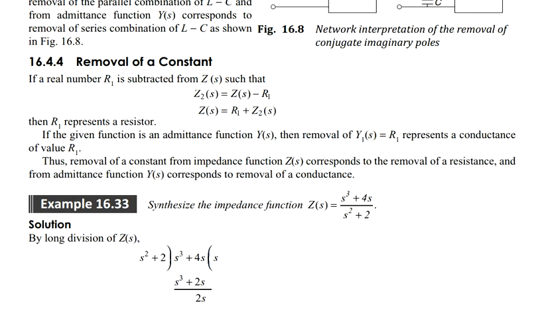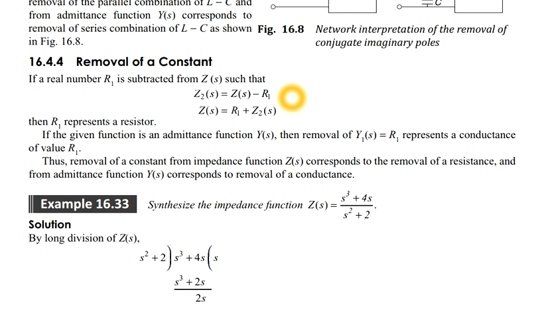Removal of a constant is very easy because there is no s variable involved in it. Let us say a real number r1 is subtracted from Z of s such that Z2 of s is equal to Z of s minus r1. That means if we have a constant term separated out from the complete function, Z of s is equal to Z2 of s plus r1. That means r1 is considered as Z1 of s. So what is this r1? It is just a constant term. Which element can be represented with it? It is nothing but a resistor.